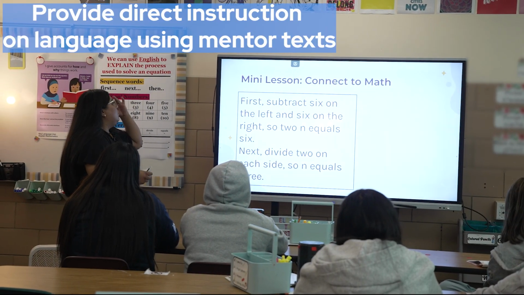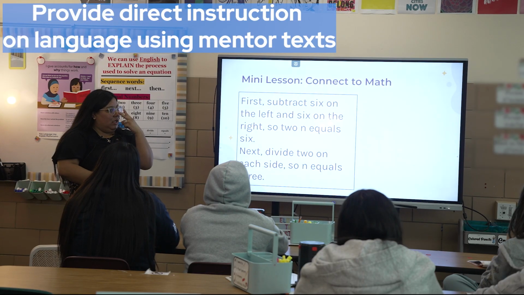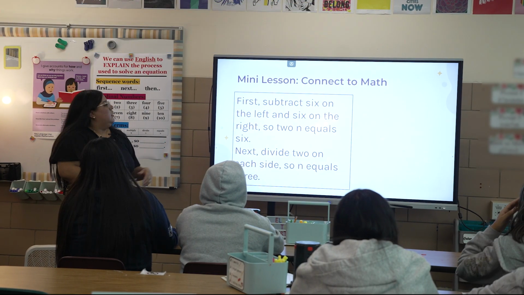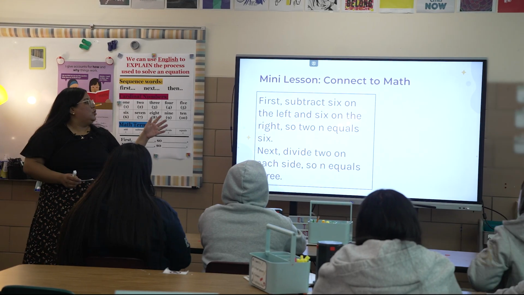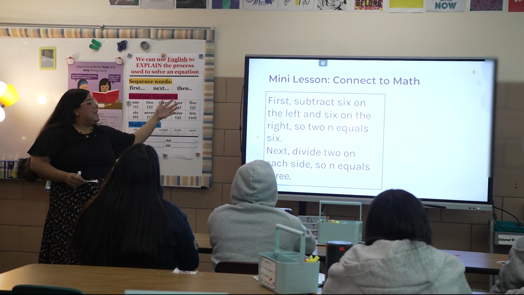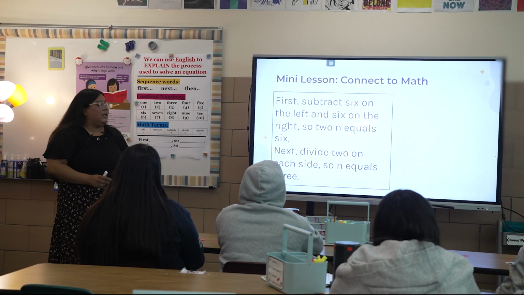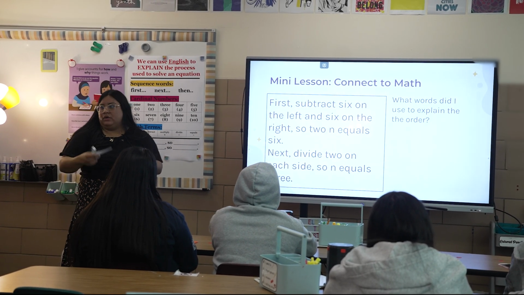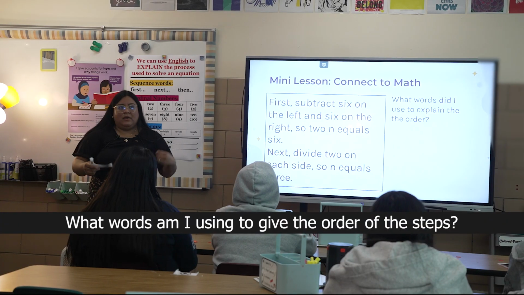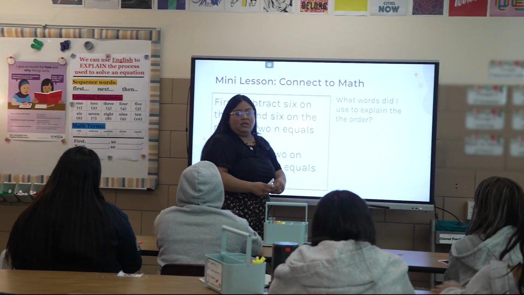So what we're gonna do right now is I'm gonna read this to you and I want you to tell me what you see. So in here I said, first subtract 6 on the left and 6 on the right. So 2n equals 6. Next, divide 2 on each side, so n equals 3. What words am I using to give the order of the steps? ¿Qué palabras uso para dar la orden? What words am I using?